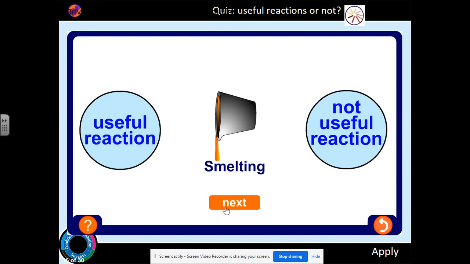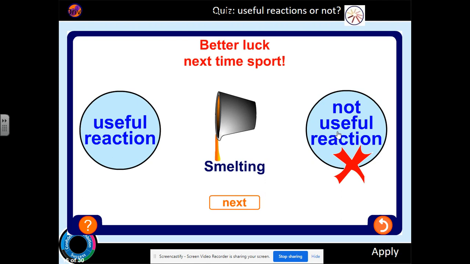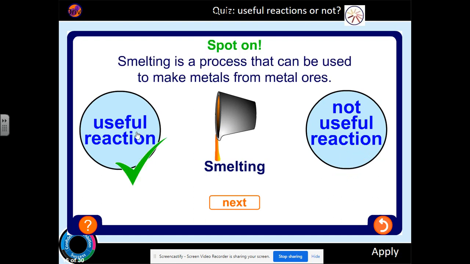Smelting. Is smelting useful or not useful? Let's go for not useful. Oh, bet a lot next time, sport. Which simply means that it is useful. Smelting is a process that can be used to make metals from metal ores.